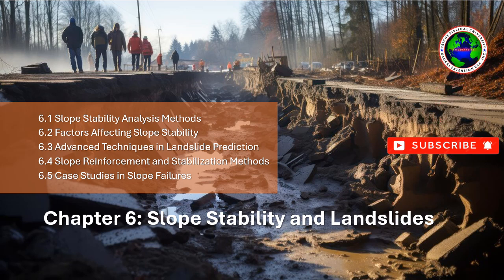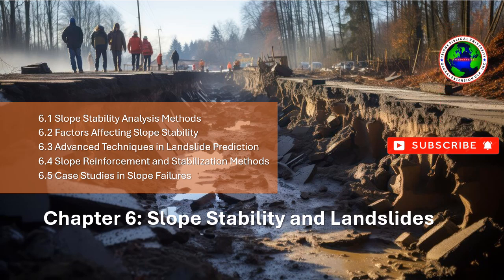Rainfall and seasonal changes. Intense rainfall events or seasonal changes in precipitation can increase the pore water pressure within a slope, reducing shear strength and making the slope more vulnerable to failure. Prolonged wet conditions can also cause soil saturation, reducing the soil's effective strength.